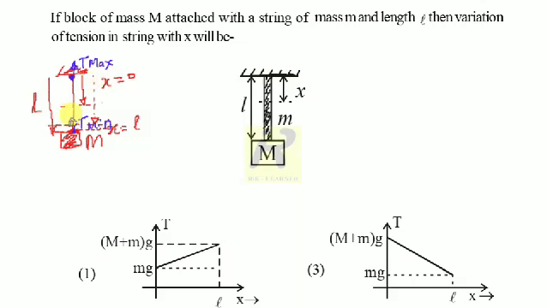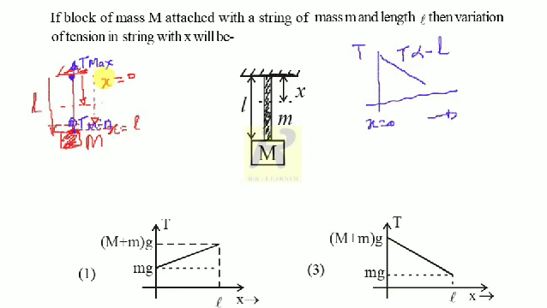Tension decreases linearly because the mass of this rope is linear. That means the relation between length and mass is linear, and the tension also depends on the length linearly. So when you move from x equals 0 towards some greater value, the tension in the string should decrease linearly, like this. So T is directly proportional to L like this.